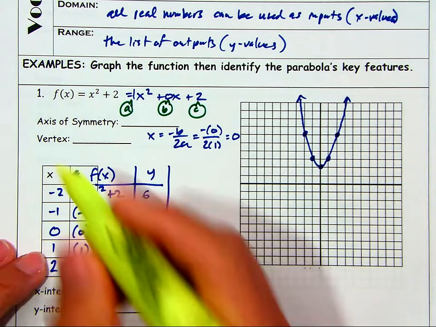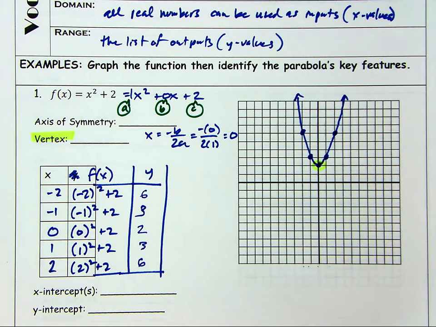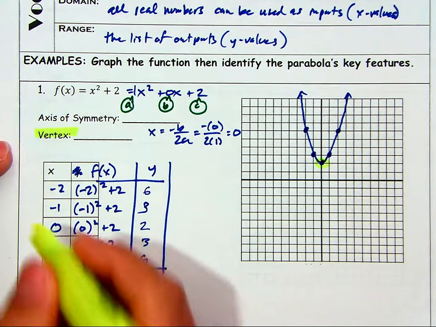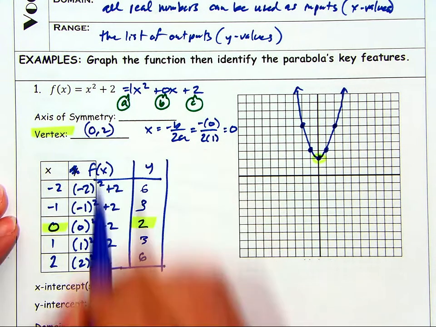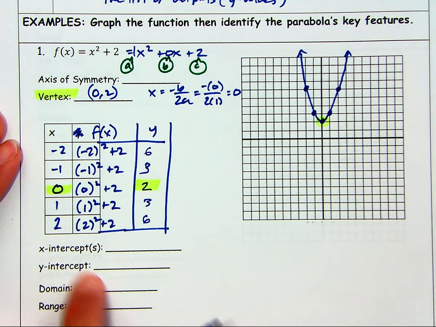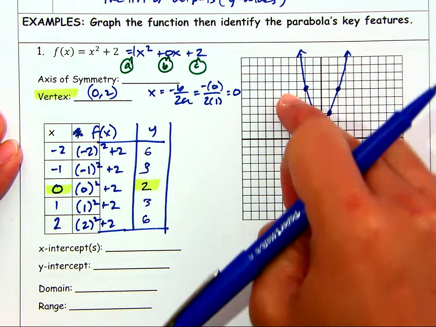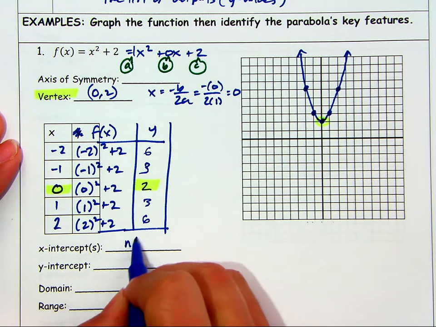Our vertex is going to be that unique point in the middle of our curve, and so that vertex has coordinates 0, 2. All right. And then now we'll discuss these other things. So like the x-intercepts. Okay, so we're looking in this graphing area, where does our parabola cross the x-axis? And it doesn't, right? So this is not applicable, doesn't exist here.